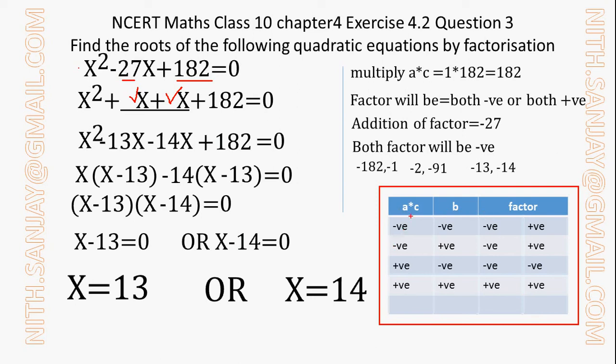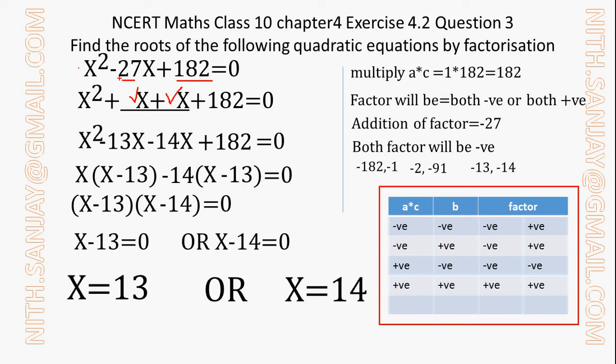If a multiplied by c is negative and b is also negative, my factors will be negative and positive here. And if a multiplied by c is negative and b is positive, my factors will again be negative and positive. If a multiplied by c is positive and b is negative, both my factors will be negative. And if a multiplied by c is positive and b is also positive, both my factors will be positive. Now look at this question which we are solving.